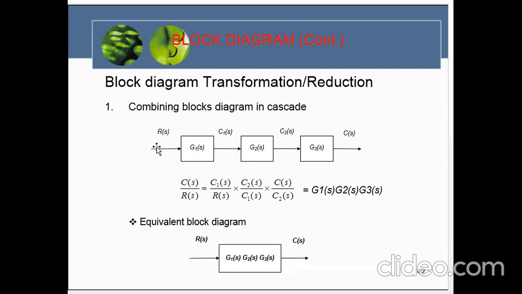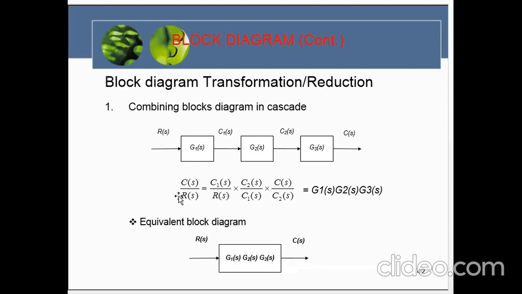C(s) per R(s), this means the transfer function for all, is equal to C1(s) per R(s) multiplied by C2(s) per C1(s) multiplied by C(s) per C2(s). And then we know this part is G1, this part is G2, and this part is G3, and then we change this, it becomes like this.